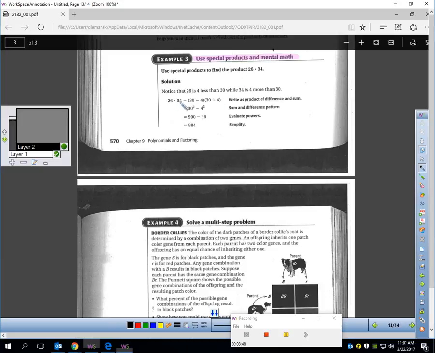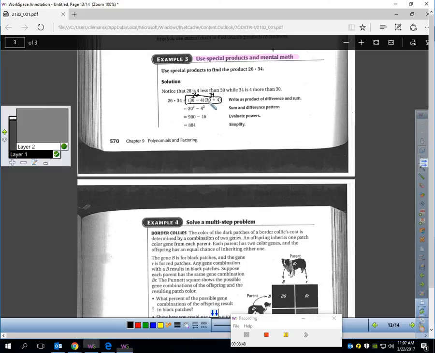26 times 34 would be the same as if I take 30 minus 4. Now look at that. 30 minus 4, there's my 26. And then 30 plus 4, there's my 34. Now you might be like, why did you write it this way? Well, look carefully. Isn't that the sum and difference of the same binomial? Well, then there's a shortcut.